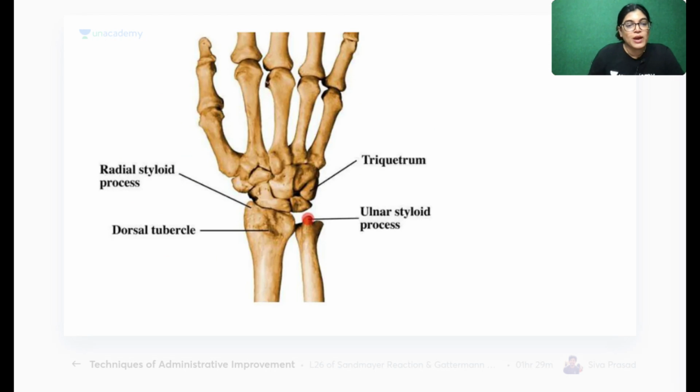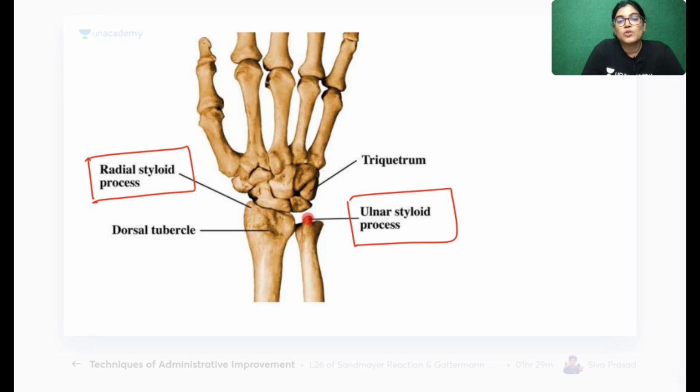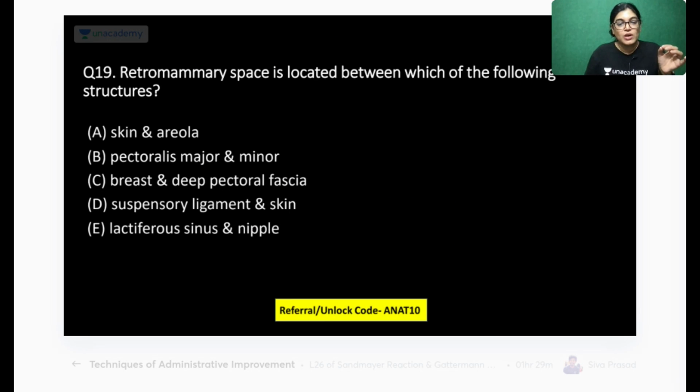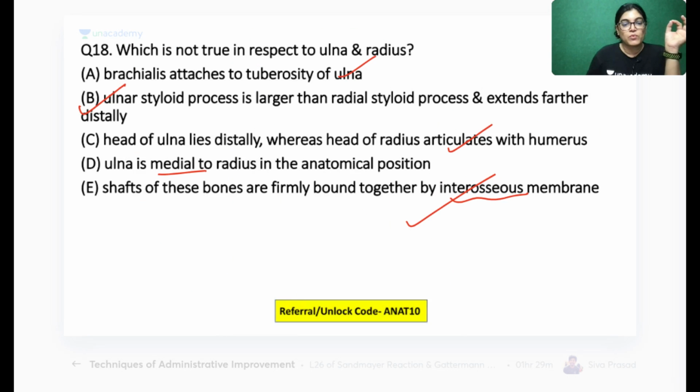Now, my dear students, can you appreciate this is the radial styloid process and this is the ulnar styloid process. So which is lying at the lower end? Clearly, you can see the radial styloid process is more distal. Yes, absolutely right. It is lying at the lower end and this is lying slightly proximally. Also, the radial styloid process is larger in comparison to the ulnar styloid process. So this was the absolutely wrong statement. We have to pick one. So the absolutely wrong statement is option B.